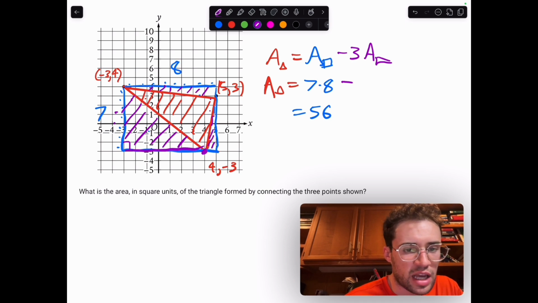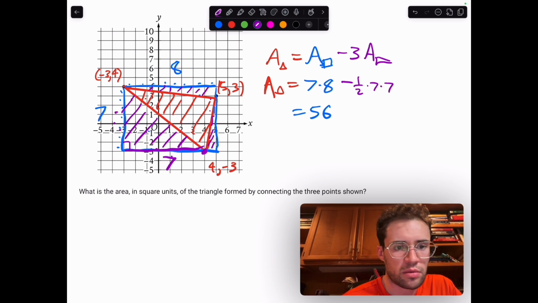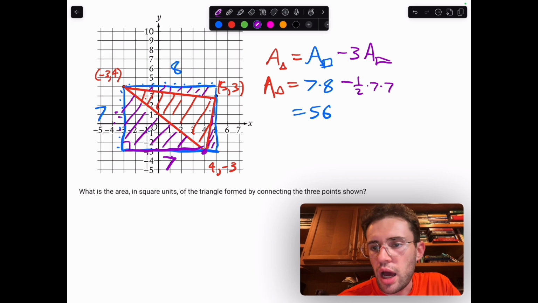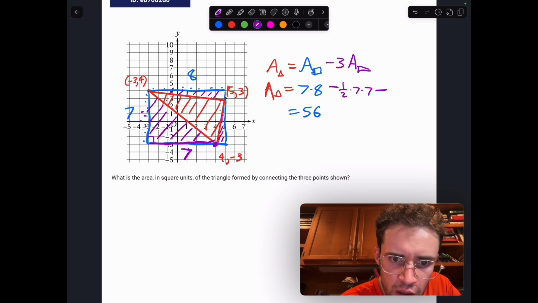So this one is still 7 over here, but it's 7 down here as well. So it's a 7 by 7. So this would be 1/2 times 7 times 7, right? The base and the height, minus the next one would be, let's see, 1 by 6, right? This only goes up 6.